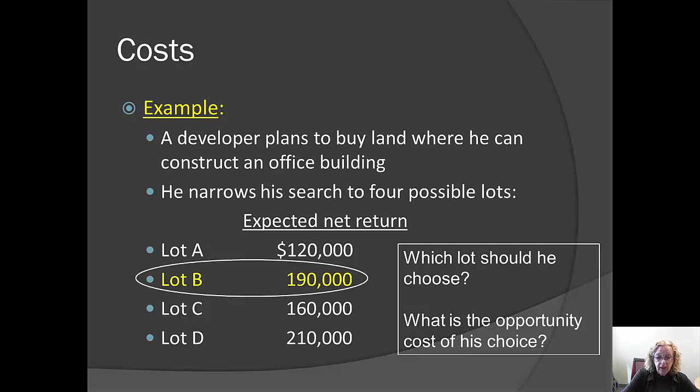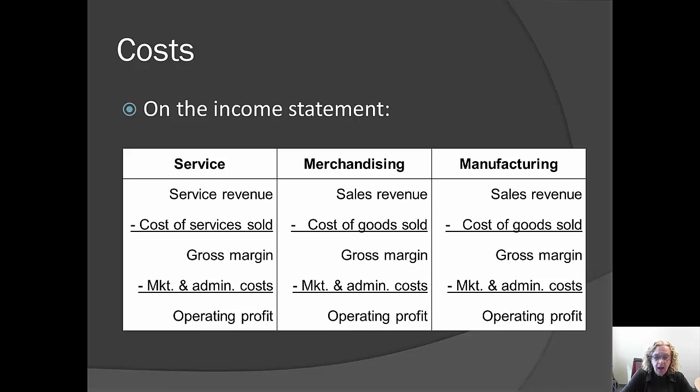The answer here is lot B. In other words, his second best option was to get a return of $190,000 instead of a return of $200,000. Therefore, his opportunity cost is $190,000, the value of his second best choice.